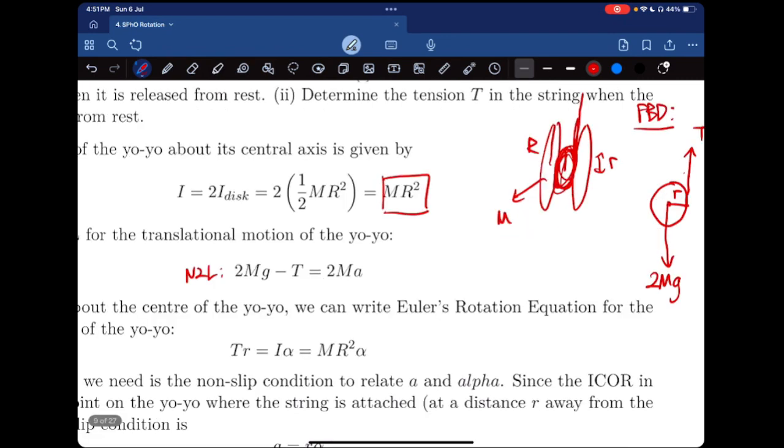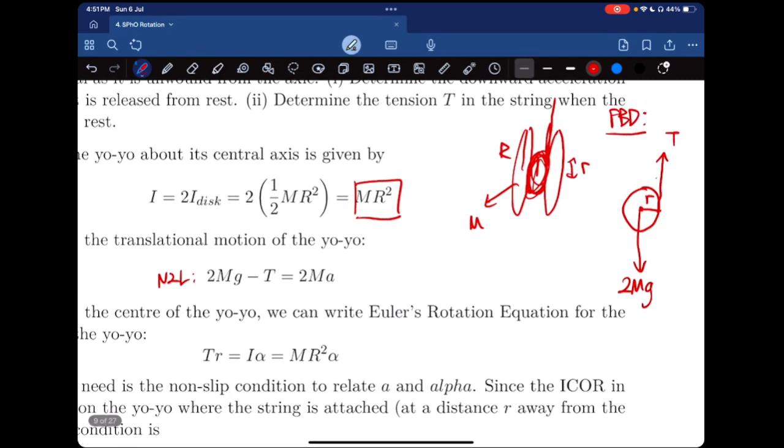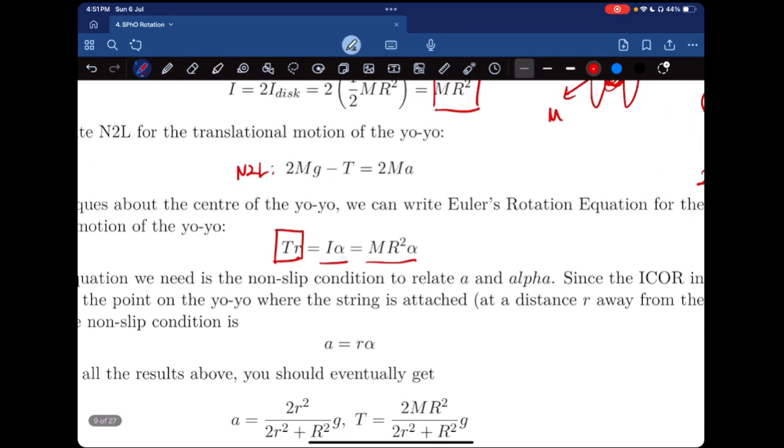Now we go on to the torque. If you write Euler's rotation equation about the center of the yo-yo, you can see that there's no torque by 2mg, because it's acting through that point itself. But there's a torque by tension. And the torque by tension is just T times small r, because it is small r away from the center. You set this equal to I alpha, and you put in I here.